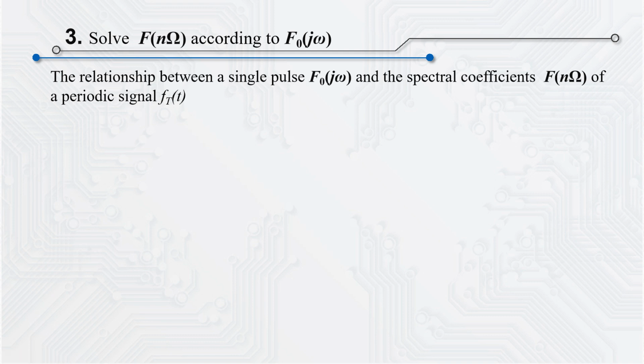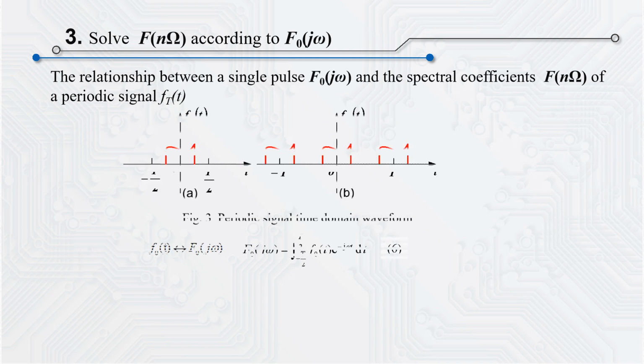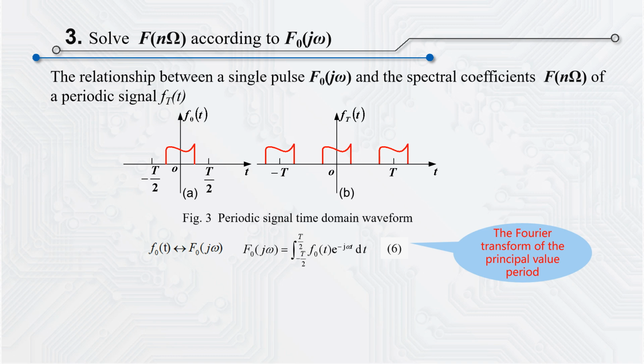Since the Fourier transform of periodic signal is related to the coefficient of its Fourier series, then can we find the coefficient of Fourier series according to the Fourier transform of periodic signal? If f0(t) is the principal value period of periodic signal, F0(j omega) is the Fourier transform corresponding to f0(t). The Fourier transform of f0(t) is shown in Formula 6. This is the Fourier transform of its principal value period.